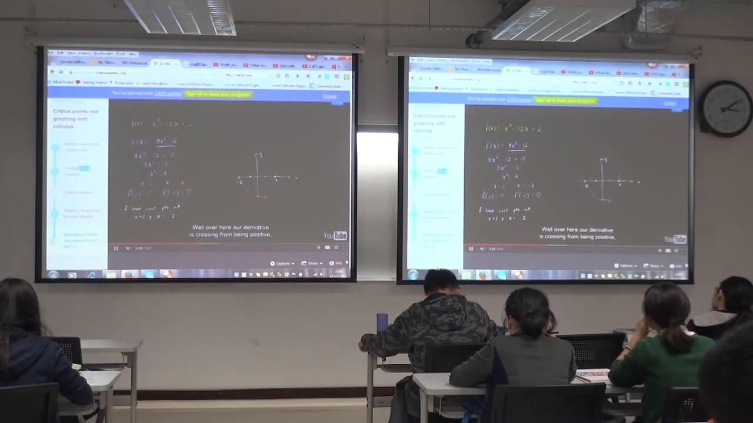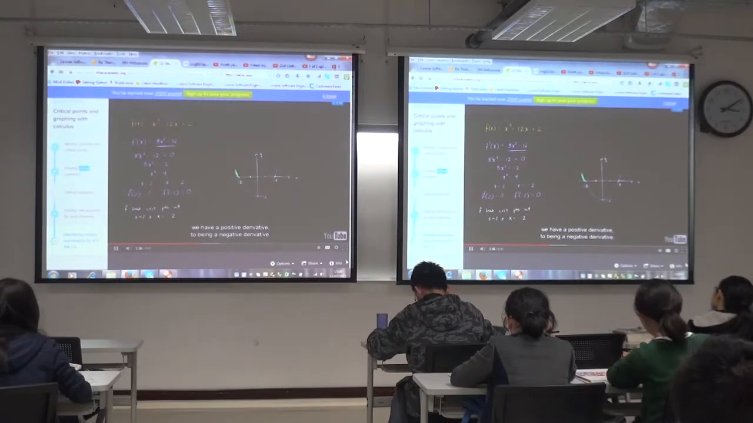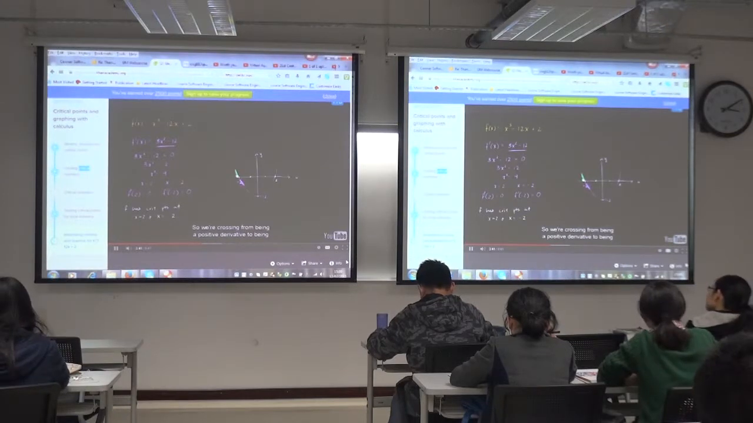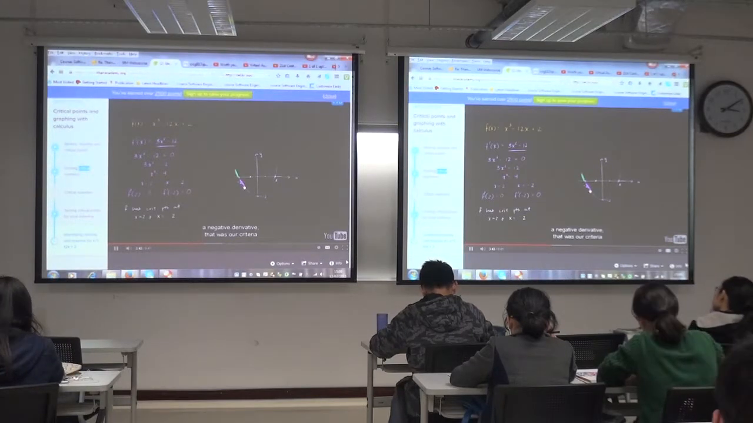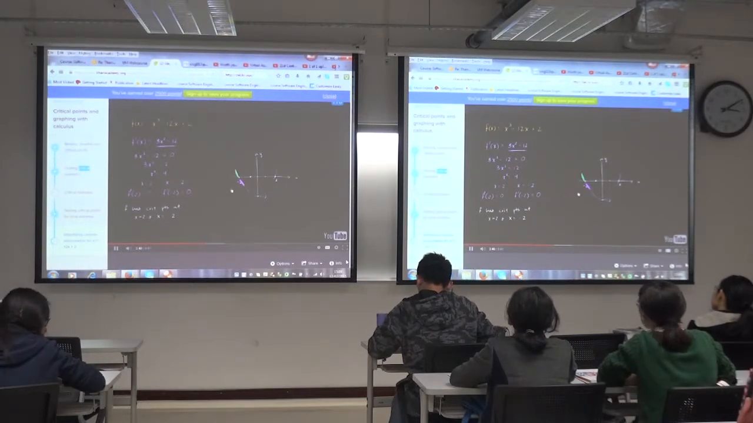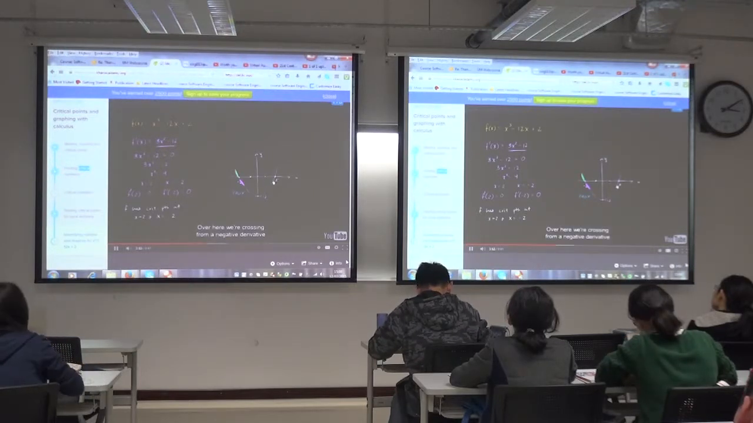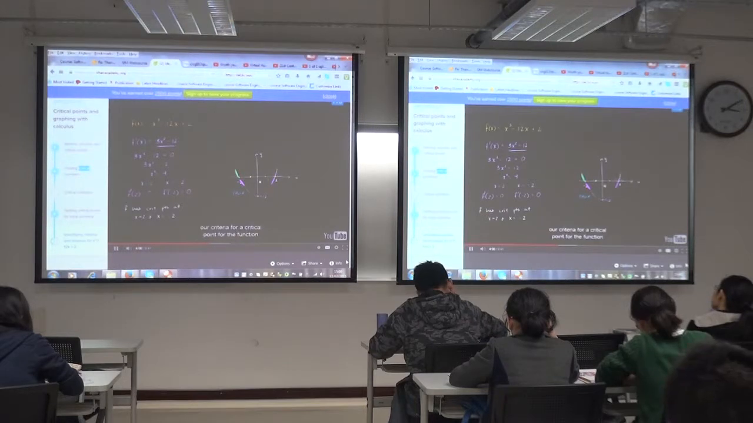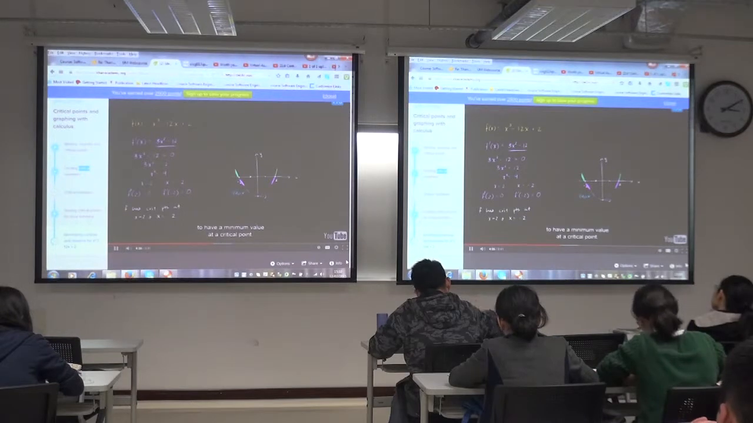Well, over here, our derivative is crossing from being positive to being a negative derivative. That was our criteria for a critical point to be a maximum point. Over here, we're crossing from a negative derivative to a positive derivative, which is our criteria for a critical point for the function to have a minimum value at a critical point.